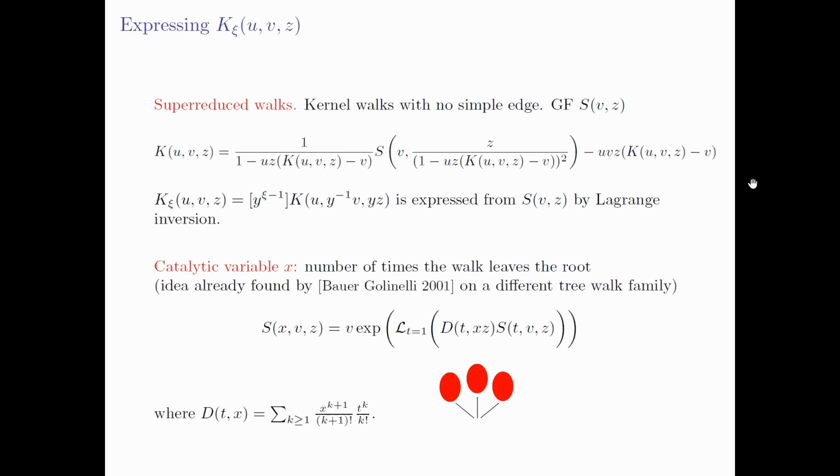In order to do that, we reduce again, but I will have to skip the explanation of what is going on here for time reasons. We reduce again, and then there is an idea that we rediscovered, and then we found out that Bauer and Golinelli already had it. They didn't apply it to the same tree walks family, but it's the same idea.